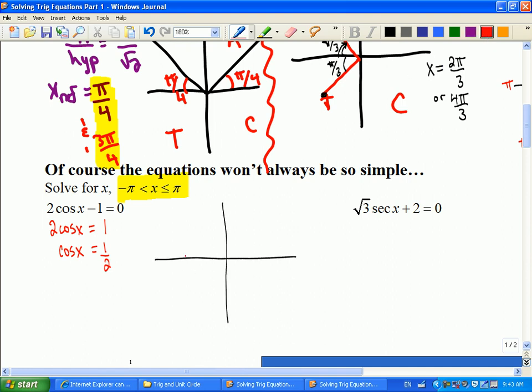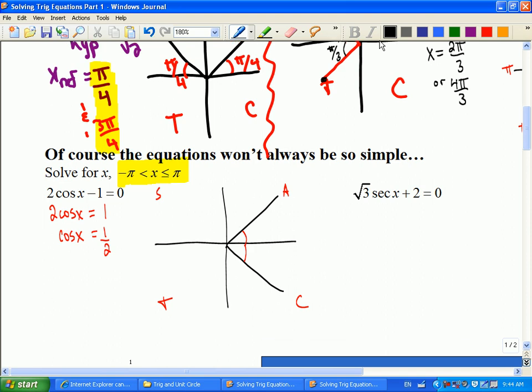So I'm first going to start by thinking about the quadrants. And I need a positive cosine. So positive cosine, that happens over here where x is positive, quadrants 1 and 4. So I need to figure out what this reference angle is to help me backtrack this problem.